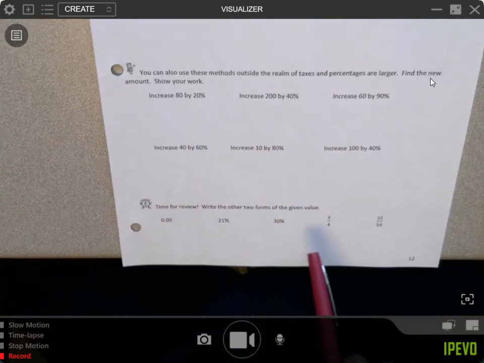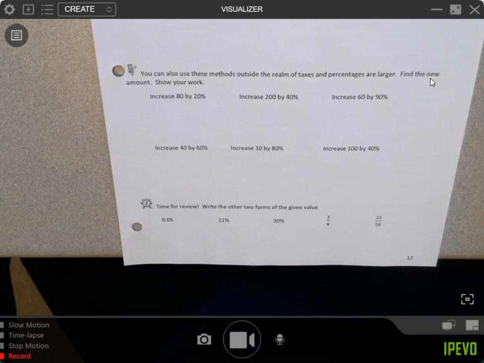Then we have that review section on the bottom. Remember, when we review, this is important because our test is coming up. There should be nobody talking right now. We should be listening. When we review, it is important that we do it correctly because this test is coming up next week, Tuesday. We want to be ready for it.